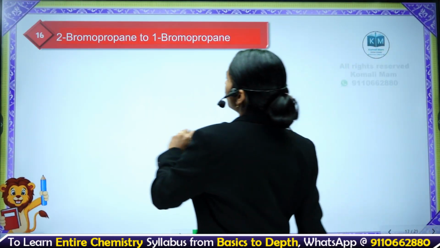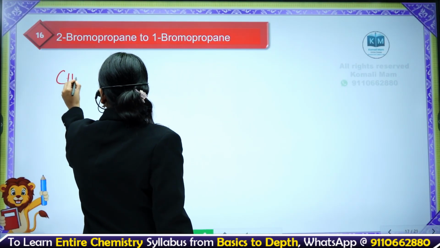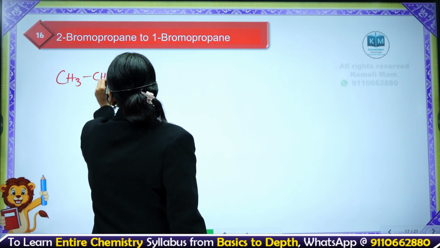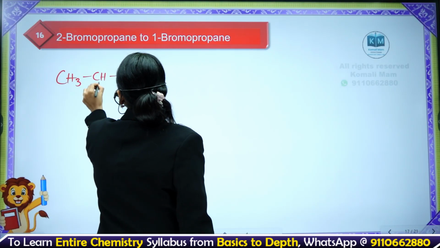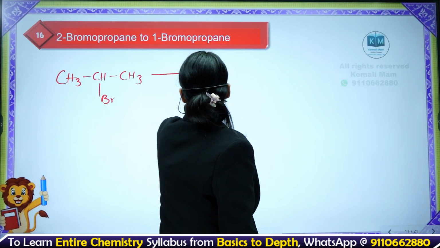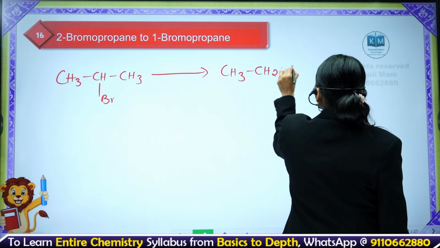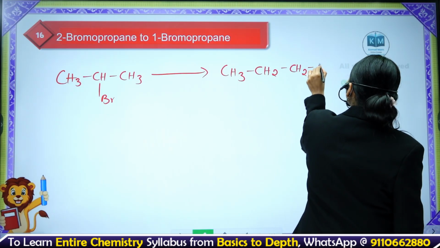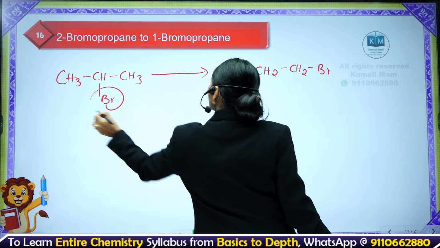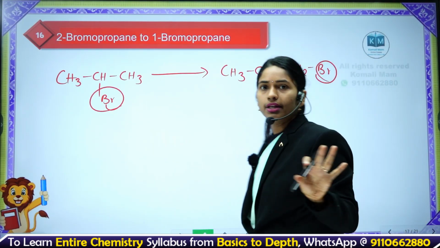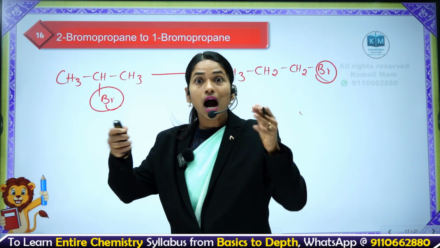2-bromopropane to 1-bromopropane. You can try this question now. Can you try this question? 2-bromopropane to 1-bromopropane. What I told you, no other changes, just the second position to the first position you want to replace. That's it. How is it possible?